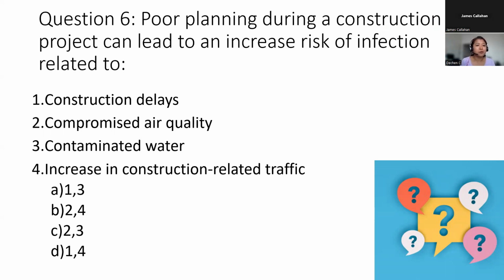Question 6. Poor planning during a construction project can lead to an increased risk of infection related to 1, construction delays, 2, compromised air quality, 3, contaminated water, 4, increase in construction related traffic. So option A, you have 1 and 3. Option B, you have 2 and 4. Option C, you have 2 and 3. Option D, you have 1 and 4. So you have to choose between option A to D, okay?